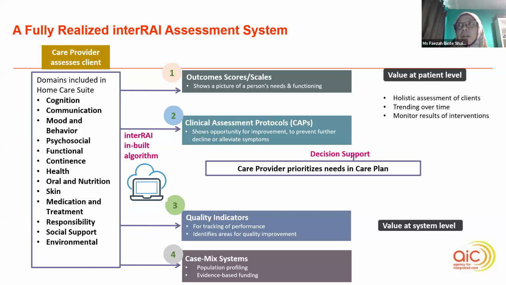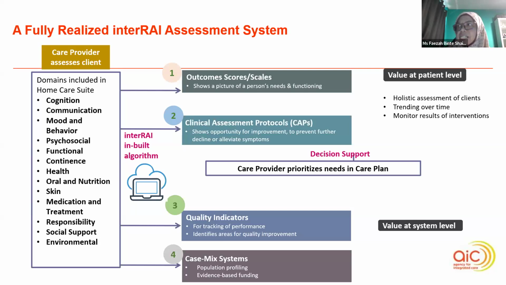And the system will automatically generate for you because it has got an inbuilt algorithm, which is InterRAI's IP, right? And it will tell you the measurement outcome scales, because this outcome scale is in the form of a number. It shows you a picture of a person's needs and functioning. So for example, like your MBI, it comes with your MBI score. It's the same for InterRAI for function, there's a certain score.